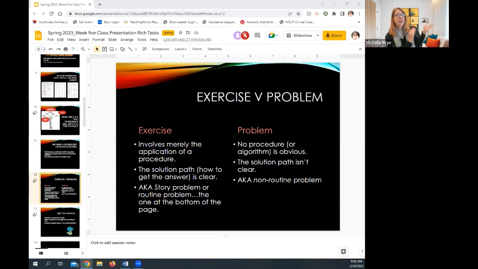So then when we think of exercise versus a problem, there's no procedure or algorithm. It's not obvious, right? We have to take a look at the context and go, what's reasonable here? The solution path isn't necessarily clear, and they're not routine problems. So there's not just numbers written on the board where you're computing an answer. You have to think about the context and where your answer would make sense.